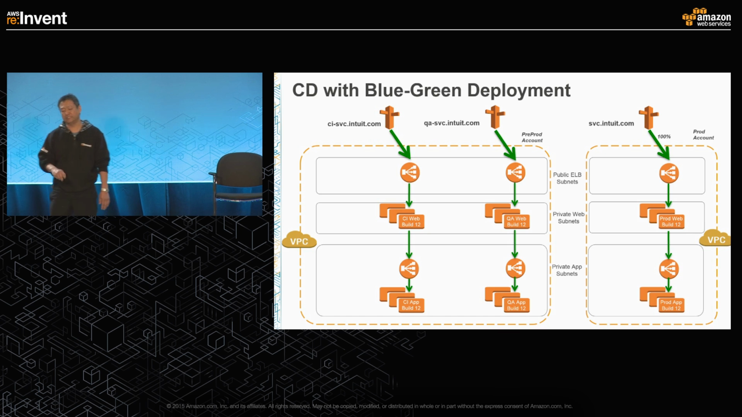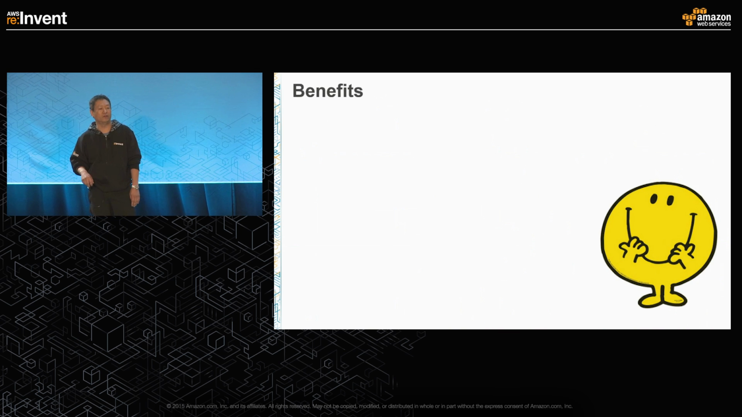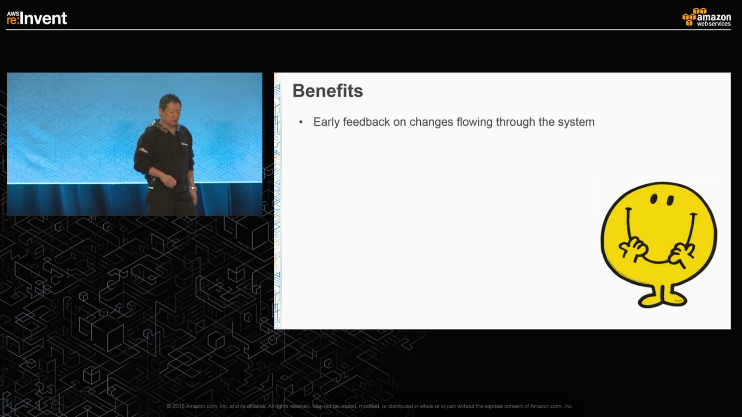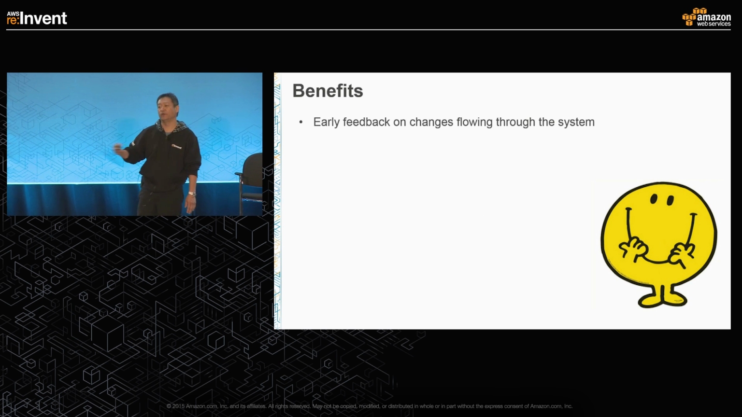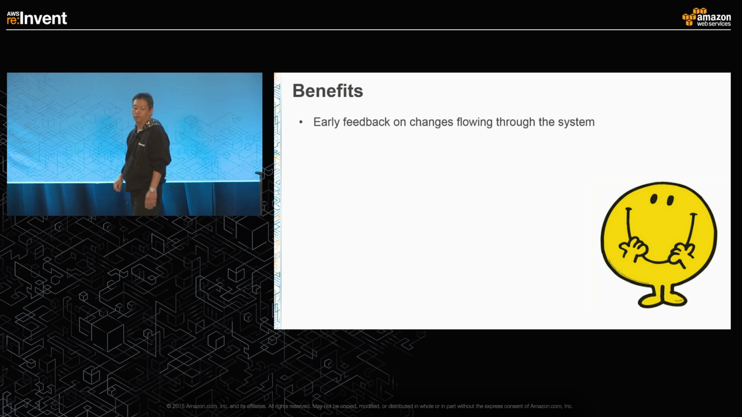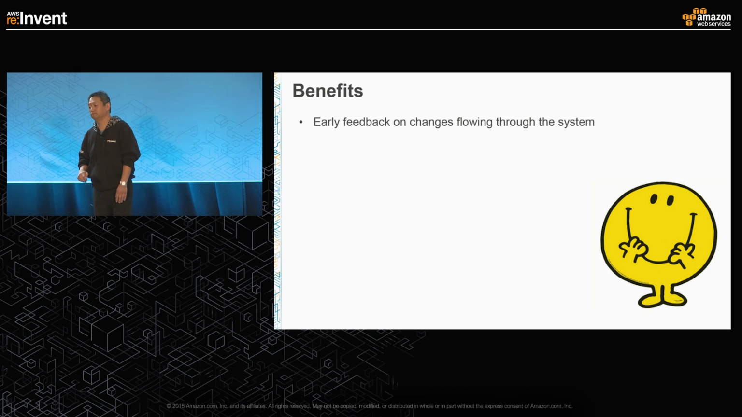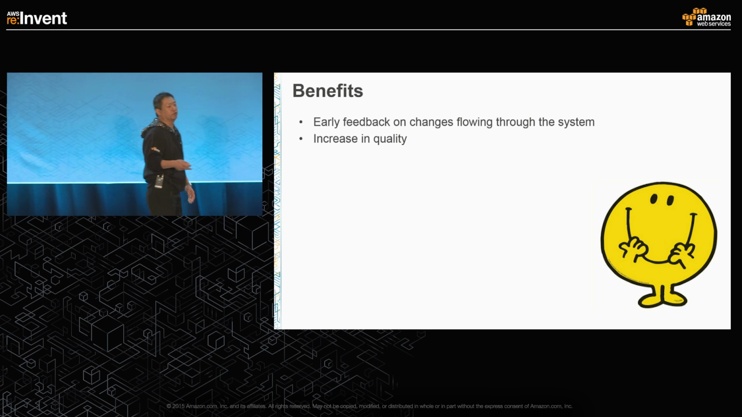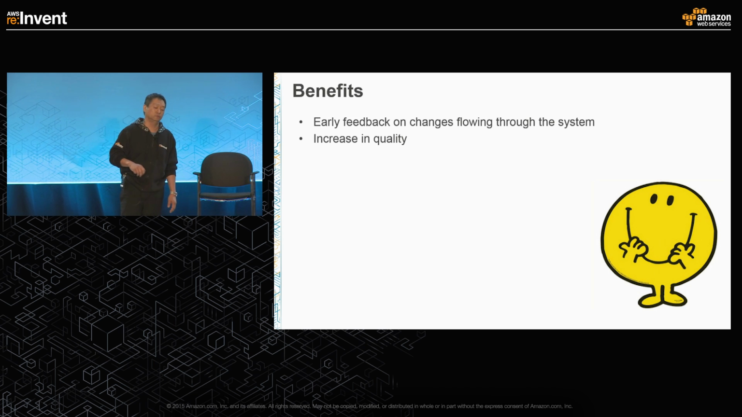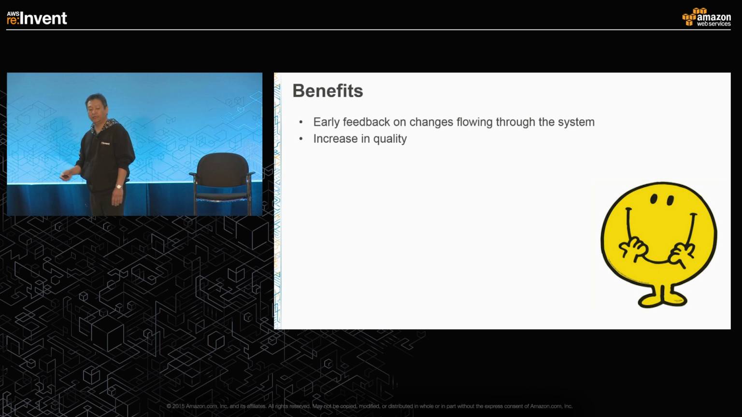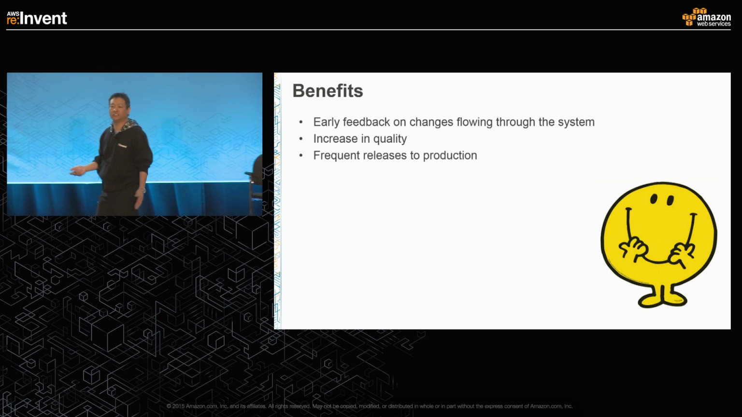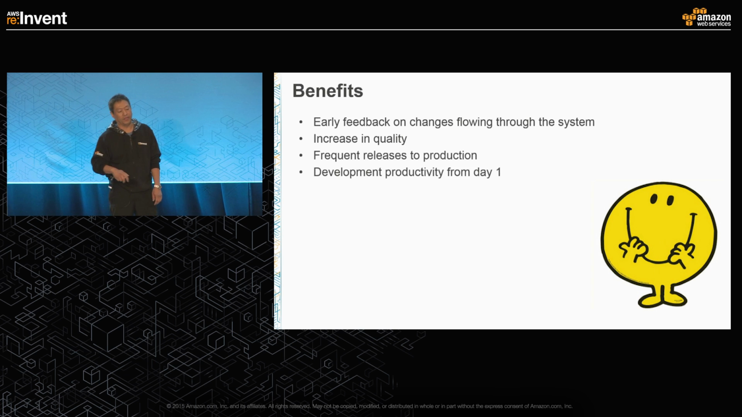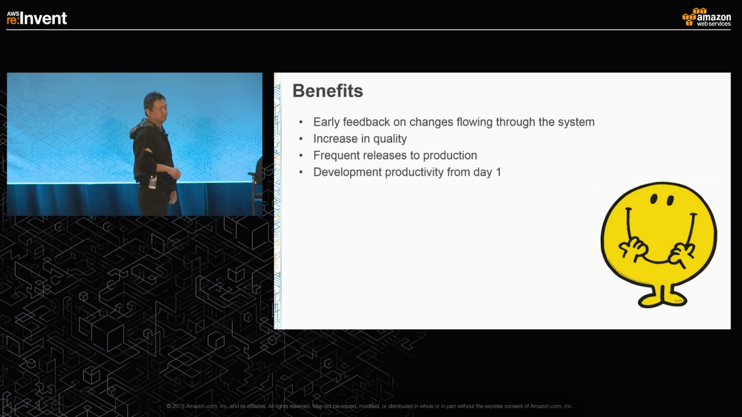All right, so let's see what are the key benefits of using Slingshot. First, you get early feedback on the changes flowing through the system. You get that for free with CI/CD. With CI/CD, you increase the quality of the code flowing through the pipeline. With increased quality, you get more frequent releases into prod. And with this, we increase development productivity.